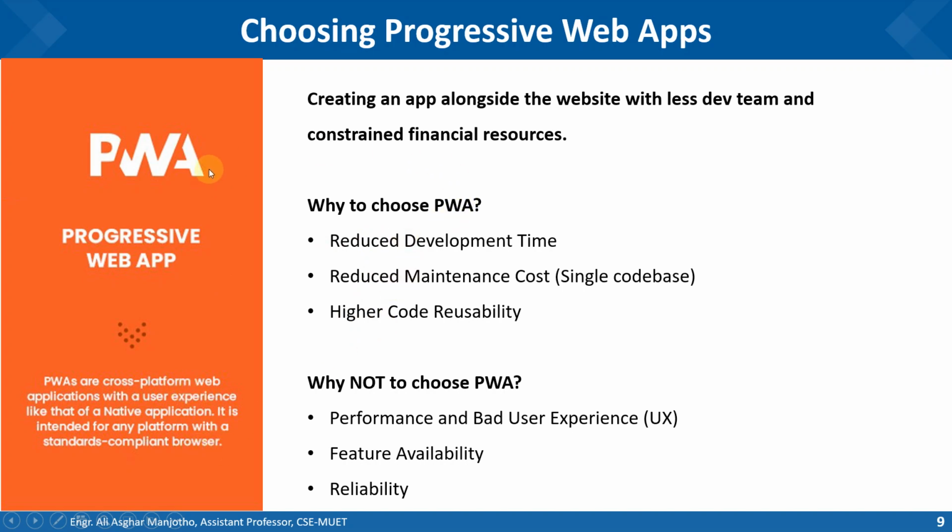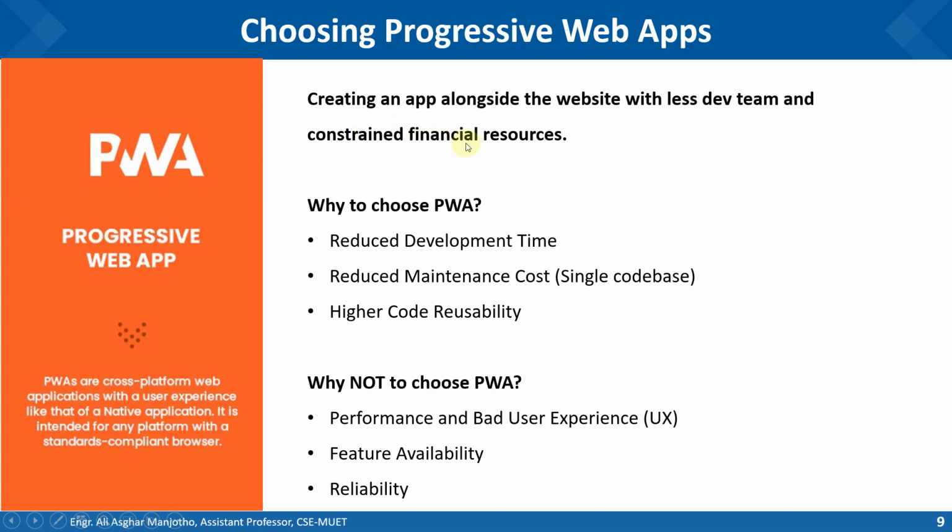So when to go for PWAs, and not for native apps? Whenever you already have a website created for your company, and you have a small development team and constrained resources, and even then you want to have a mobile application out of that already maintained website, then you will go for PWAs, progressive web apps. These are the least preferred type of application being developed by different organizations as a mobile application choice.